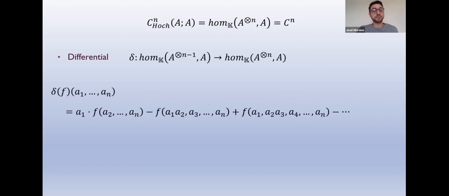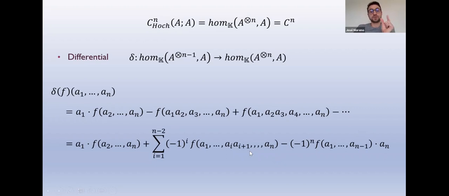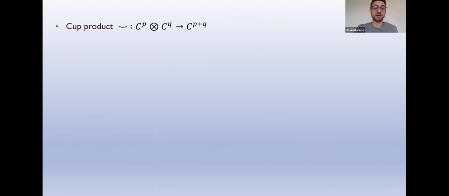And what the differential is doing is just to use the multiplication of the algebra in each two consecutive positions and applying F to that. But you have to extract the first and last factor. So this squares to zero and you have a cochain complex. It has a cap product, which is very easy to define.